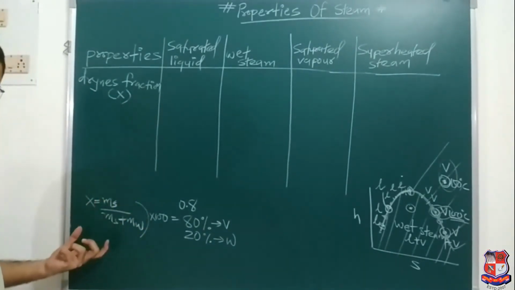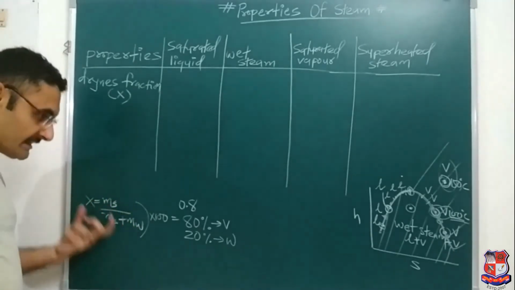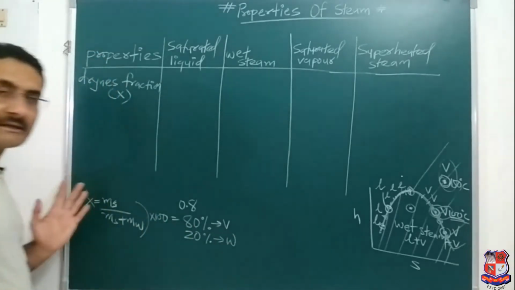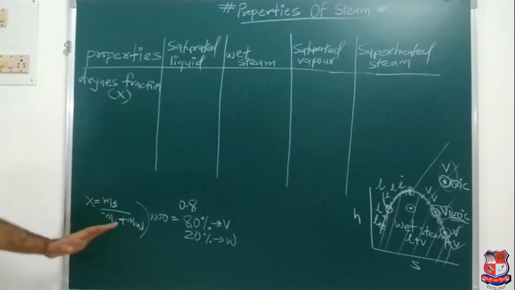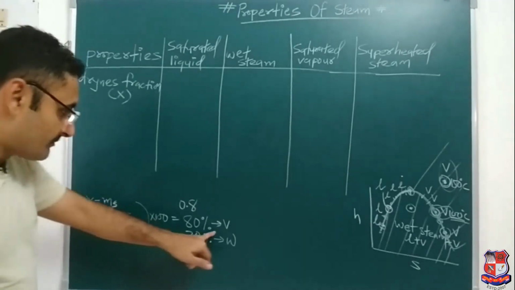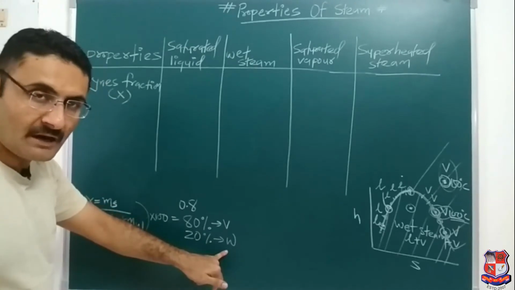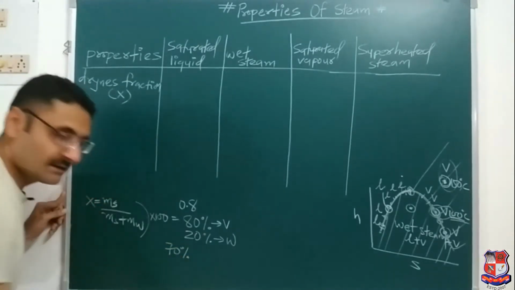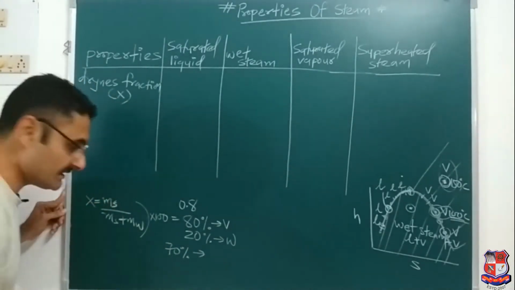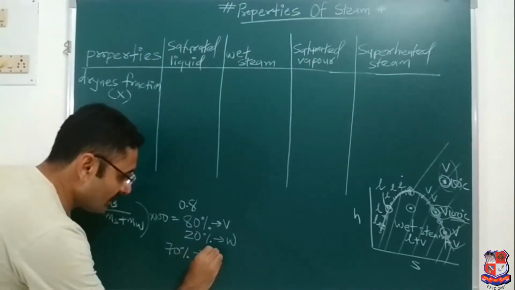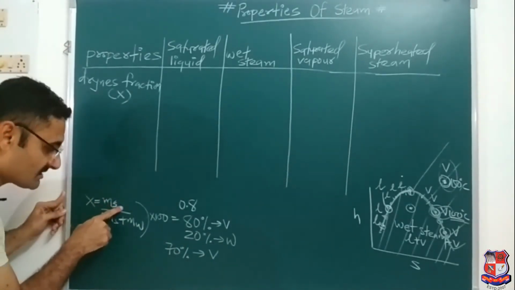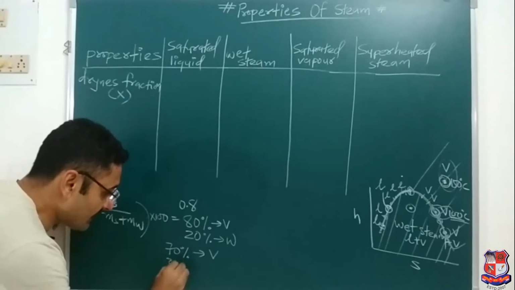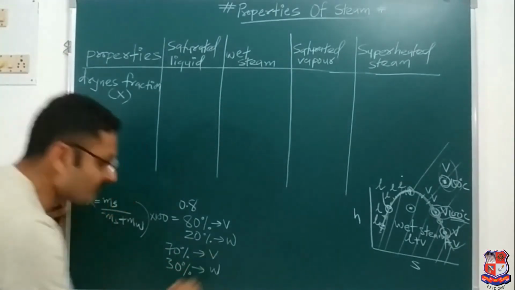That is the meaning of dryness fraction. Dryness fraction indicates how much vapor and how much water are present in a given steam. As an example, if I say the dryness fraction is 70%, what does it mean? In a given steam, 70% vapor particles are present, because the mass of steam is written on the top side, so mass of vapor. And the remaining 30% are water particles.